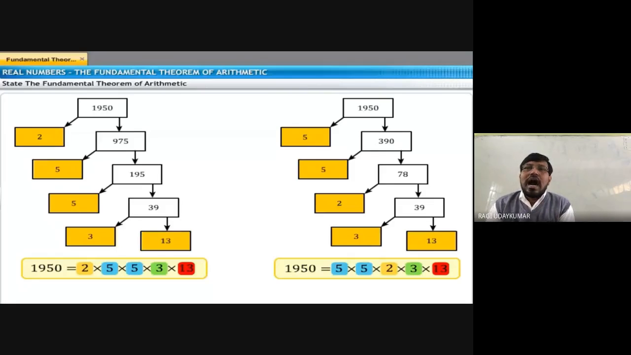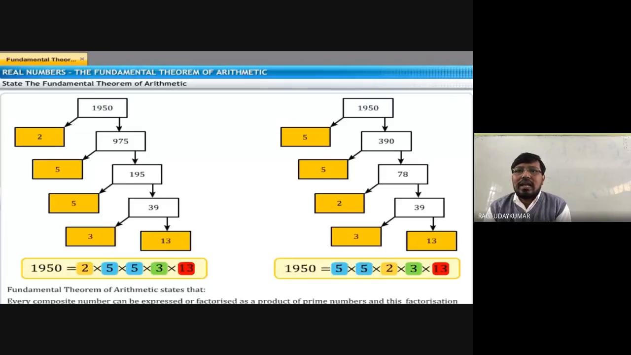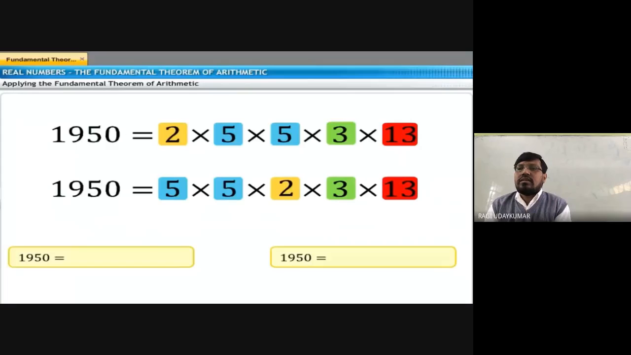So the order of the prime numbers present is not very important here. The conclusion is that the order of the prime numbers present in this is not important. Do you understand? So every composite number can be expressed as a product of the prime numbers in a unique way, except for the order of the prime numbers present in that factorization.